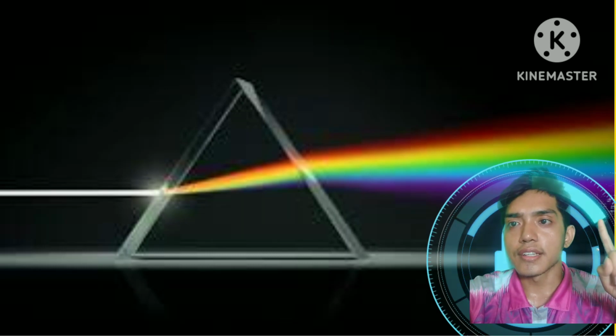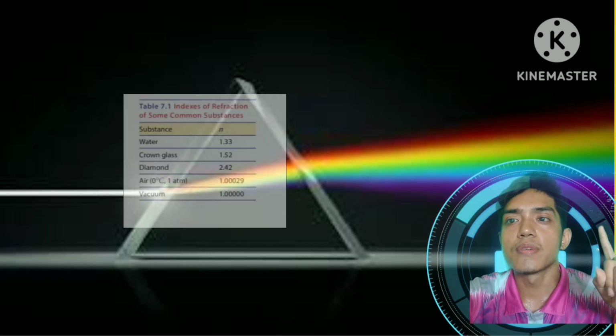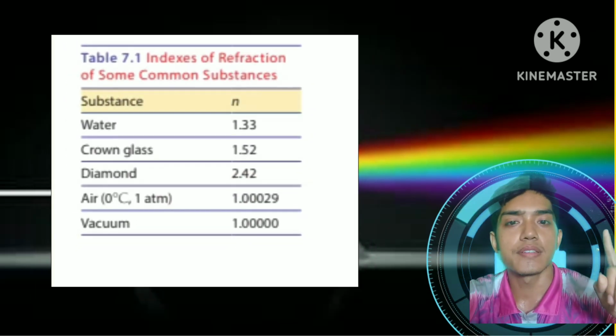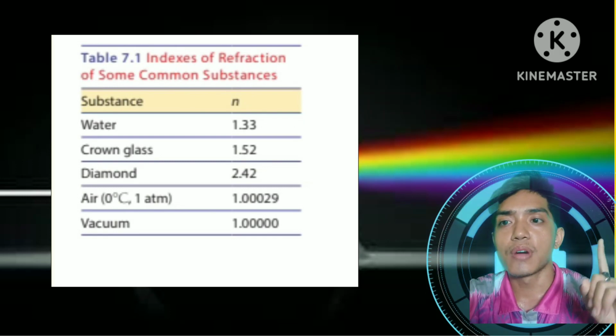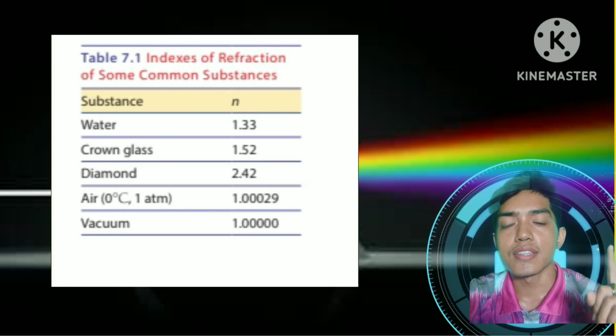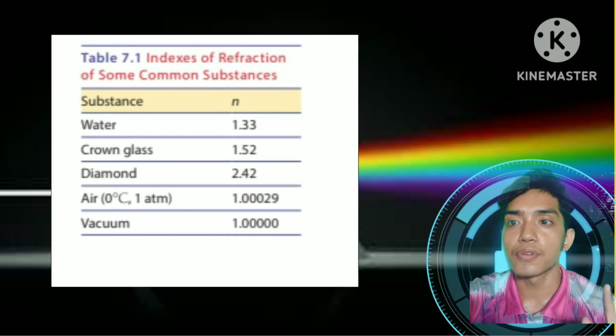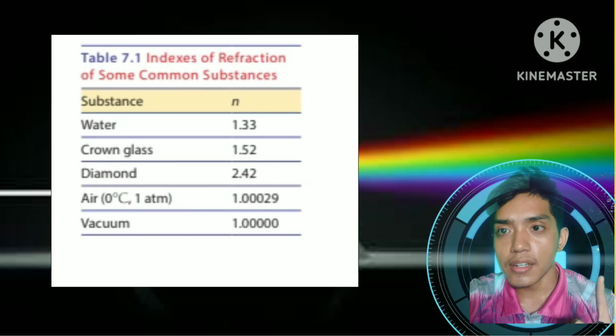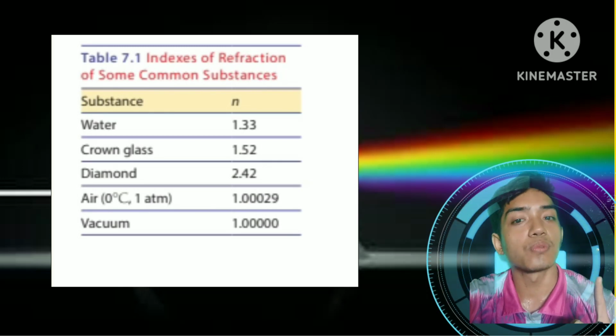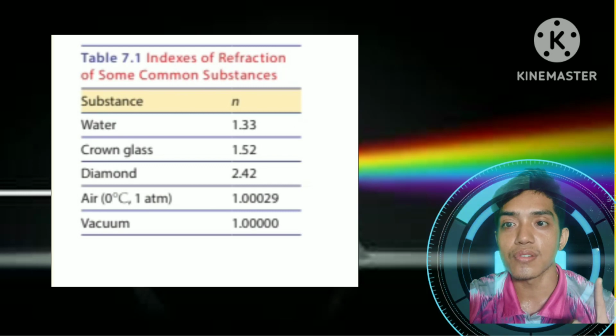This is the index of refraction of some common substances. Water is equal to 1.33. Crown glass is equal to 1.52. Diamond is equal to 2.42. Air is equal to 1.00029. Vacuum is equal to 1.00000.